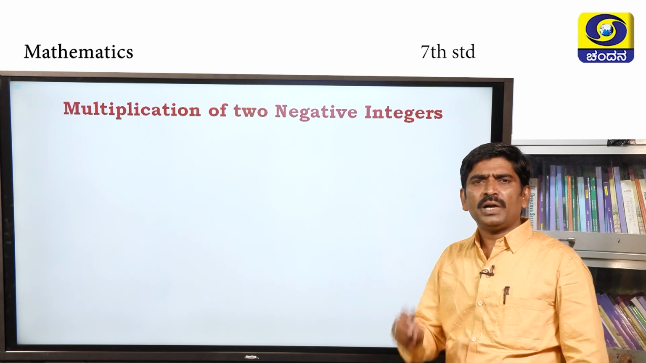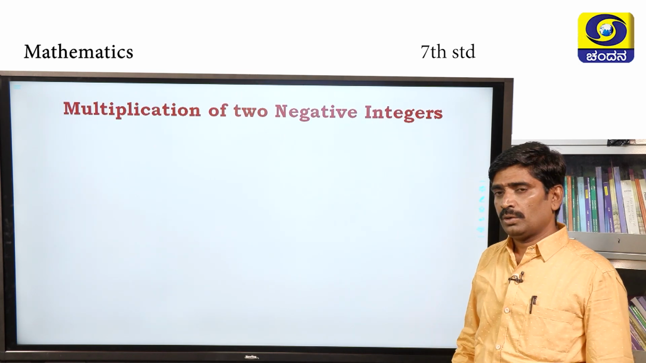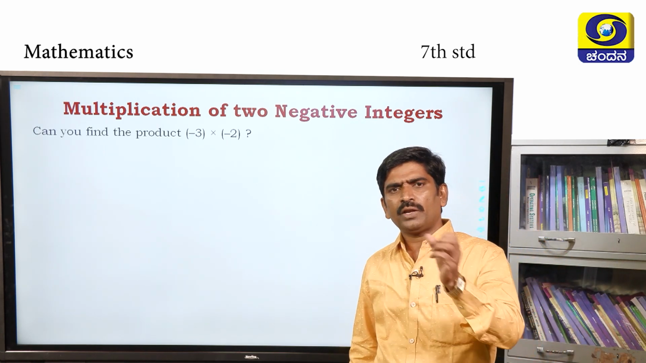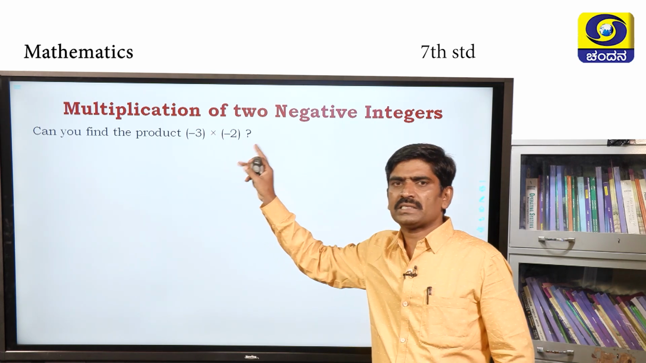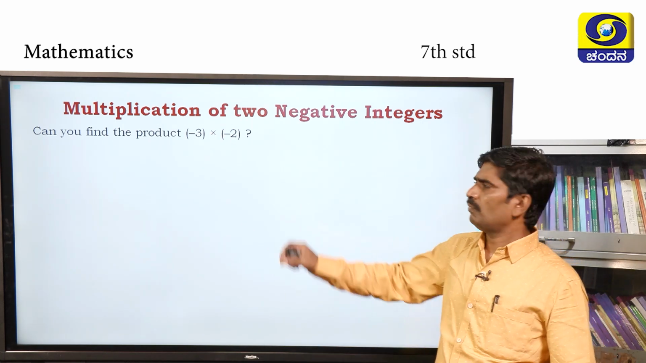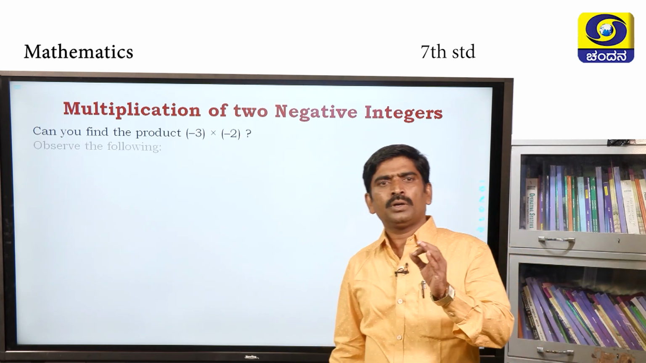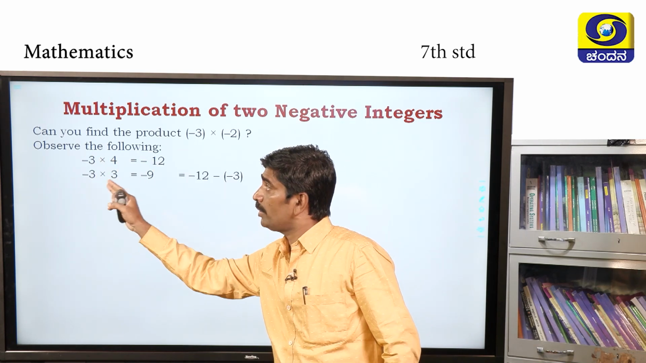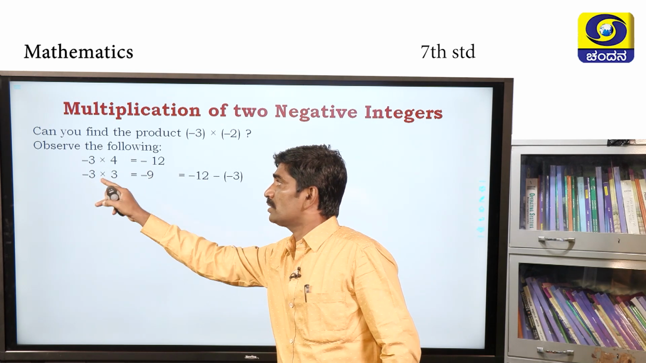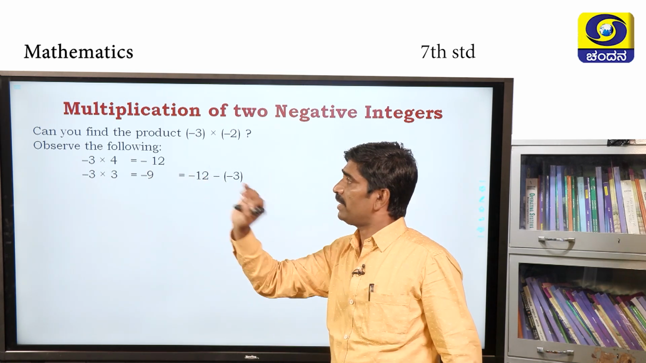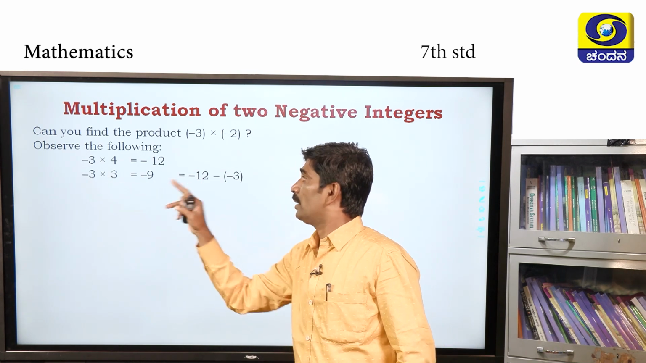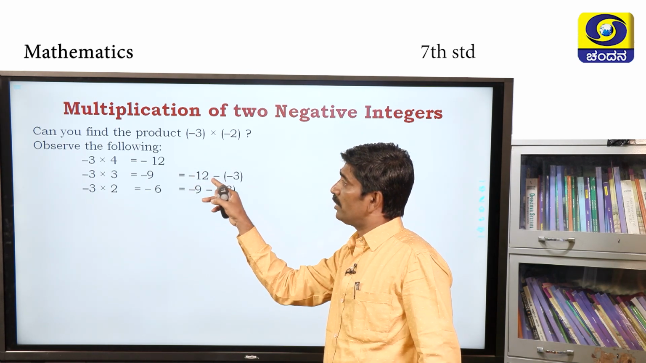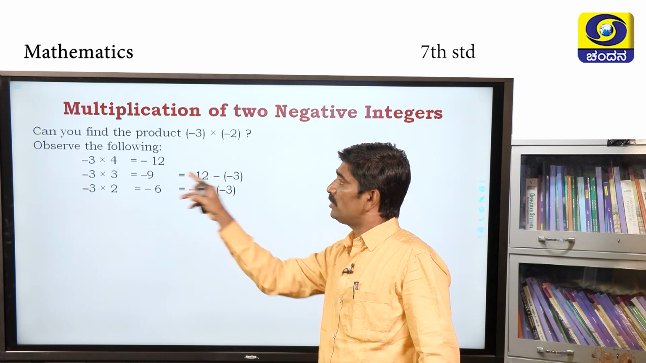Next, the multiplication of two negative integers. We take only negative integers. Can we find the product of minus 3 into minus 2? Observe the following. Minus 3 into 4 is minus 12. We know that. Next, minus 3 into plus 3 is minus 9. What is the pattern? Minus 12, then minus of minus 3, that is minus into minus plus. Minus 12 plus 3 means minus 9.